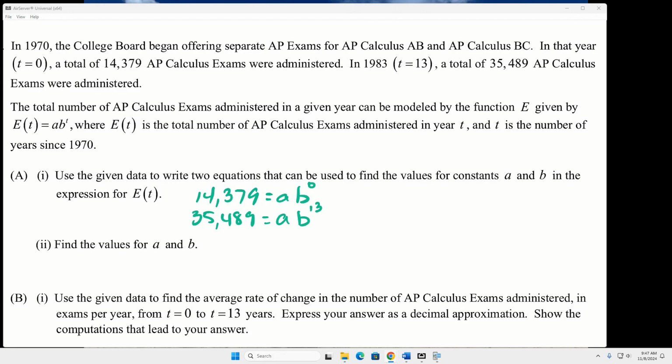All right, so you put the number of exams in for E of T, and then the year in for T. You're never putting anything in for A and B. A and B have to stay variables. That's what we need to find.